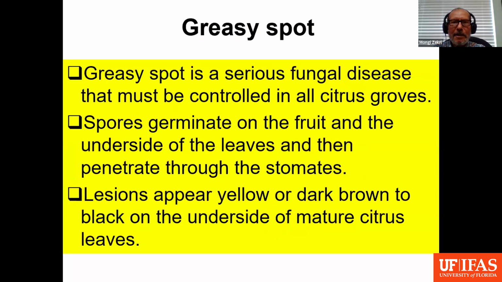Number 1 is greasy spot. Greasy spot is a serious fungal disease that must be controlled in all citrus groves. Spores germinate on the fruit and the underside of the leaves and then penetrate through the stomates. Lesions appear yellow or dark brown to black on the underside of mature citrus leaves.